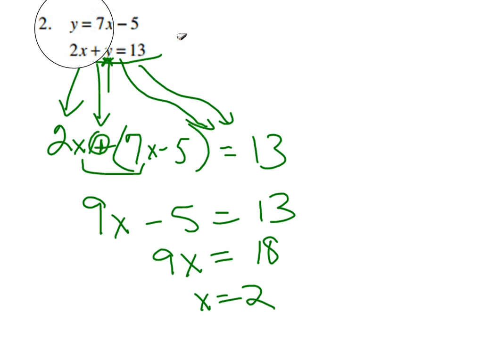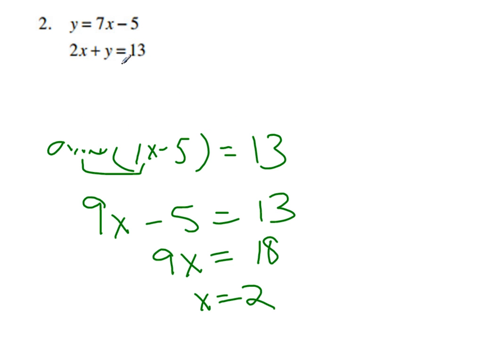So x is 2, which we found before. Plug the 2 back in. Right there's the safest place. 14 minus 5 is 9. So we have 2 comma 9.